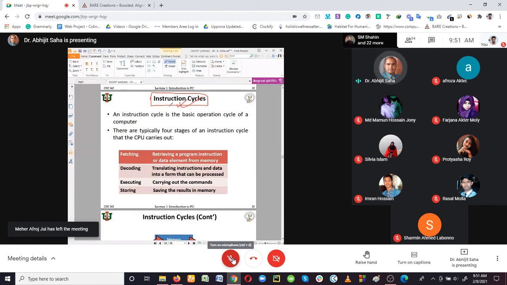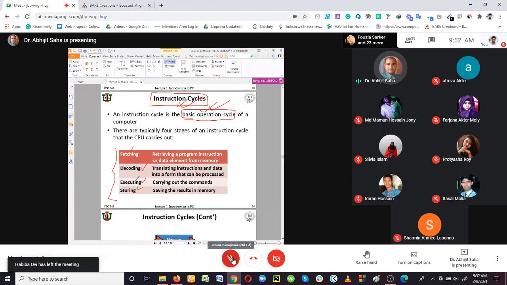There are actually thousands of pieces of information you can get on Google about the instruction cycle. Here the instruction cycle is known as the basic operation cycle of a computer system. In the basic operation cycle, there are 4 stages that the CPU carries out. What are those 4 stages? We have fetching, decoding, executing, and storing. These are the 4 steps that an instruction must follow for completing an operation of the computer system.